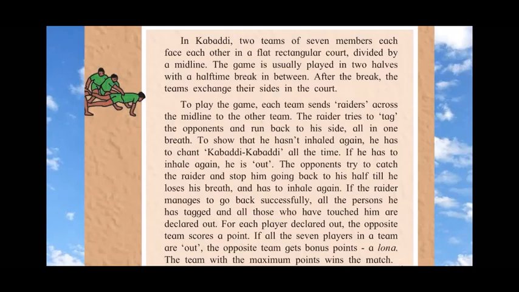The opponents try to catch the raider and stop him going back to his half till he loses his breath and has to inhale again. If the raider manages to go back successfully, all the persons he has tagged and all those who have touched him are declared out. So after this raider goes to the opponent's side, the opposing team tries to catch this raider and stop him from going back to his team.